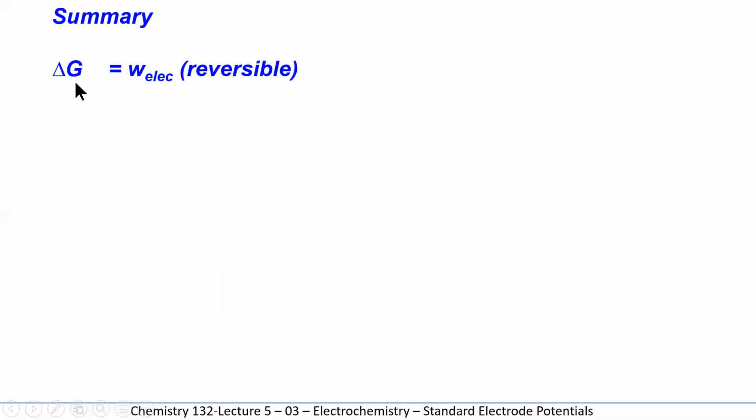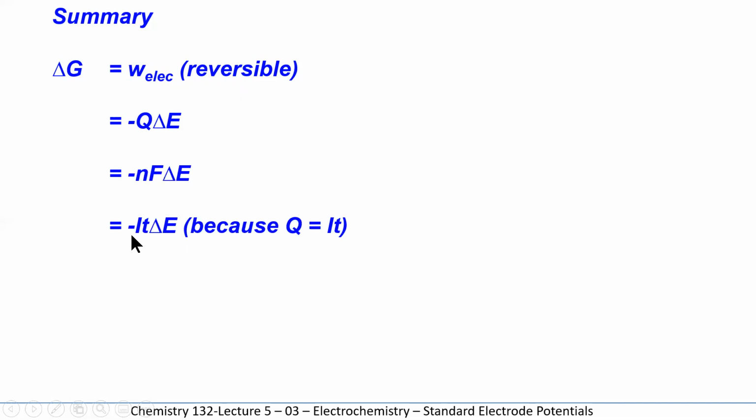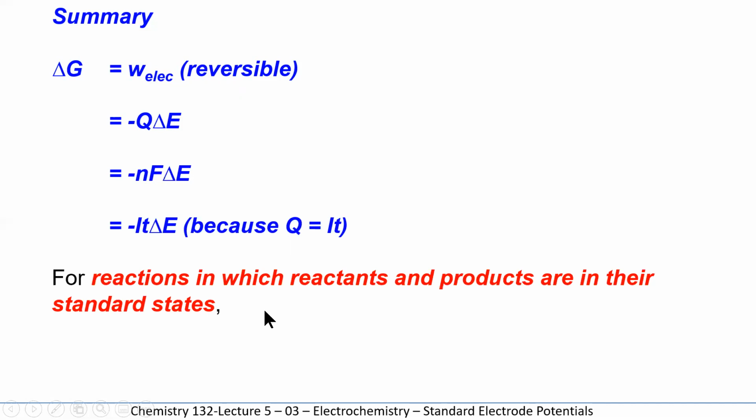So in summary, delta G is equal to the work done by the electrical system. It's minus Q times delta E. Q is the charge, delta E is the voltage. Or we can calculate it from the number of electrons flowing times the Faraday, which is the charge on a mole of electrons, times the voltage. Or we can calculate it from the current times time times voltage. So for reactions in which reactants and products are in their standard state, we can calculate delta G under standard conditions using the voltage under standard conditions.